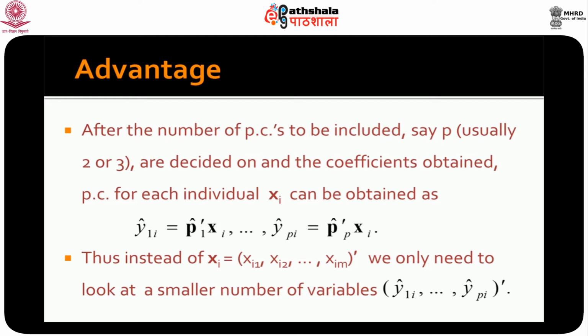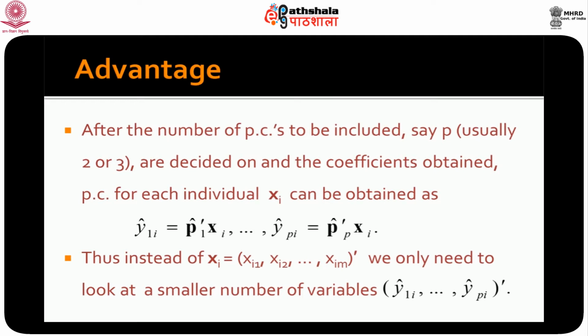So suppose for the ith individual we have the vector xi, then his first principal component value would be given by y1 hat is equal to p1 hat prime xi. So that is his first principal component score. His second principal component score would be y2 hat is equal to p2 hat prime xi. And similarly, I can maybe get the third one or the fourth one, depending on how many I want to keep. So instead of looking at his m-dimensional vector, I can now look at this individual's principal component values.